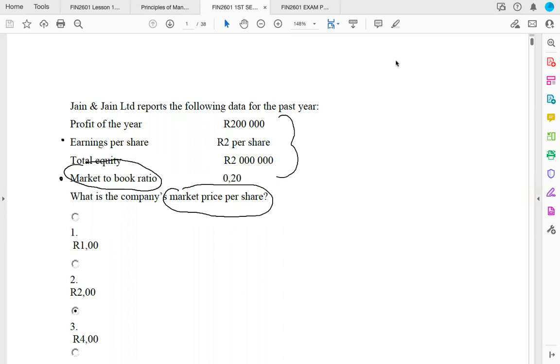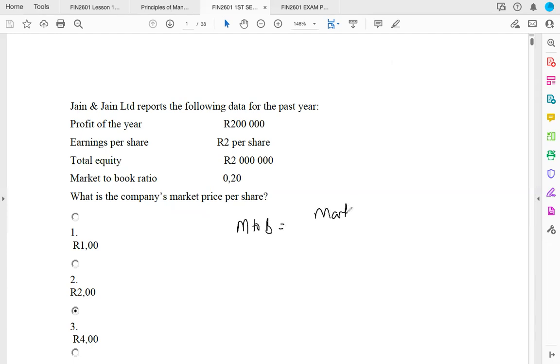So it means this ratio is going to be the ratio that helps us to determine the price of a share. So we know that the market to book ratio is given by the market price per share divided by the book value per share, right?